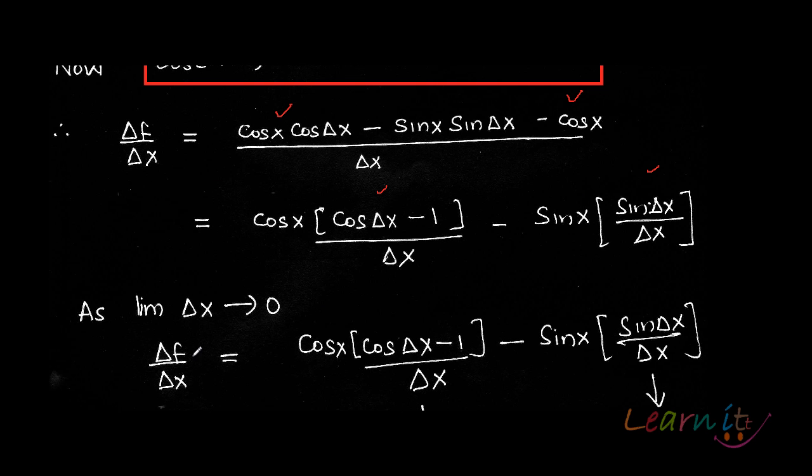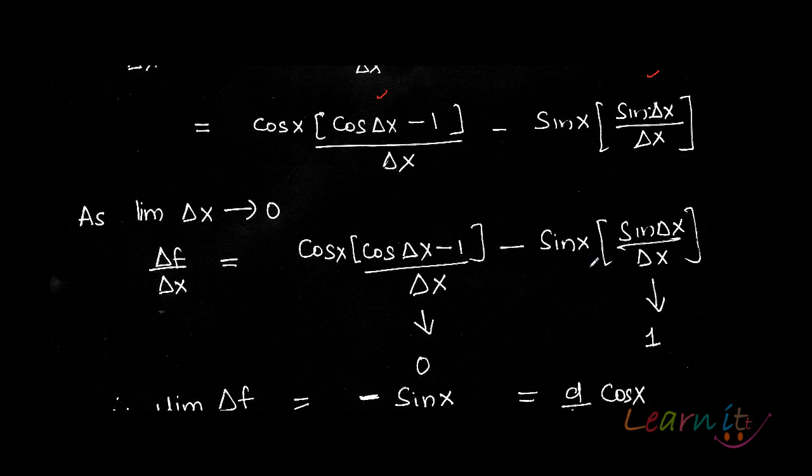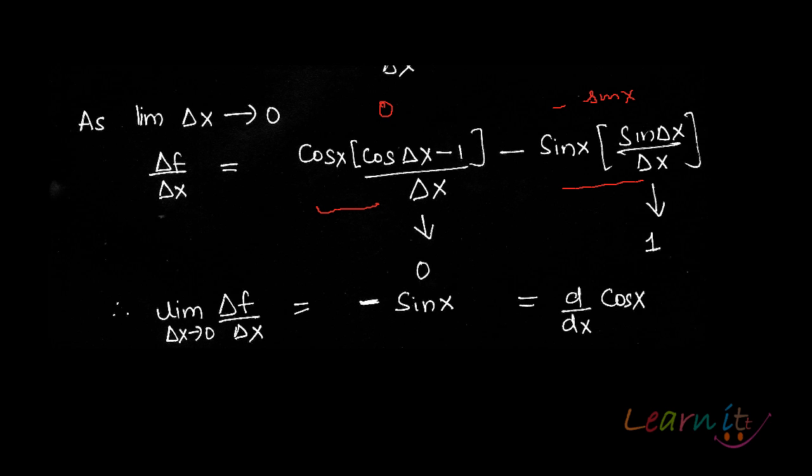So as Δx tends to 0, change in f upon change in x becomes cos x times this term, minus sin x times this term. As Δx tends to 0, I just told you in the previous video, the limit of (cos Δx - 1) / Δx will tend to 0, and sin Δx / Δx will go to 1. So this whole term becomes 0 and this term becomes minus sin x, and hence my derivative of cos x is essentially minus sin x, with a minus sign.